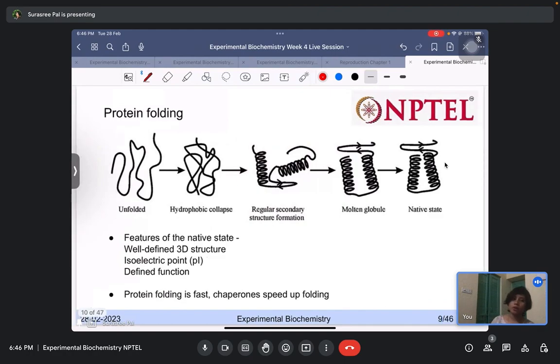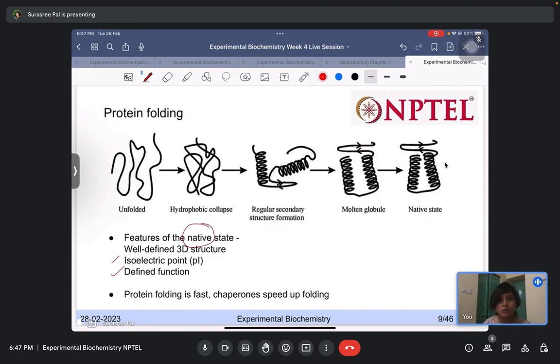Alright. Now let's talk about the next topic, which is the folding of a protein. How do these proteins gain their 3D conformation or native conformation? The 3D structure is also called the native state of the protein, and the features of this native state are that it has a well-defined three-dimensional structure. It has a definite isoelectric point, and also it has a defined function. There is this relationship between the structure and function of the protein, which is called the structure function relationship. So the structure or the native state of the protein determines its function, right?